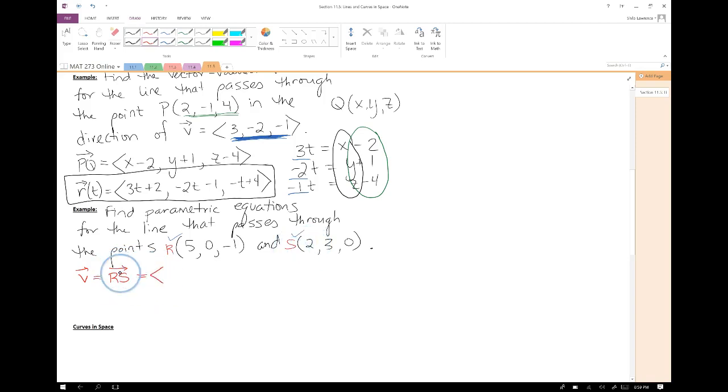So we're going to do the S components minus the R components. 2 minus 5 is -3. 3 minus 0 is 3. And 0 minus -1 is +1. If both of those points are on the line, then the vector that we create using them will point in the same direction as our line, and we can use it as our direction vector. And then now we could use either one of those points, R or S, to set up our parametric equations.